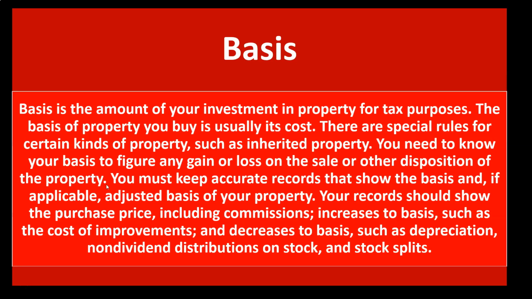So you must keep accurate records that show the basis and, if applicable, adjusted basis for your property. Your records should show the purchase price, including commissions, increases to basis such as the cost of improvements, and decreases to basis such as depreciation, non-dividend distributions on stock, and stock splits. Now, again, if you're doing stocks here, you could have these non-dividend distributions and stock splits and whatnot. That could greatly complicate the calculation of the basis.